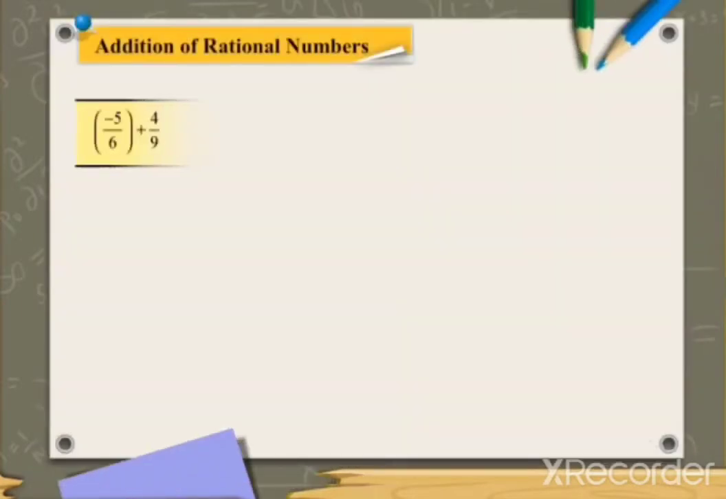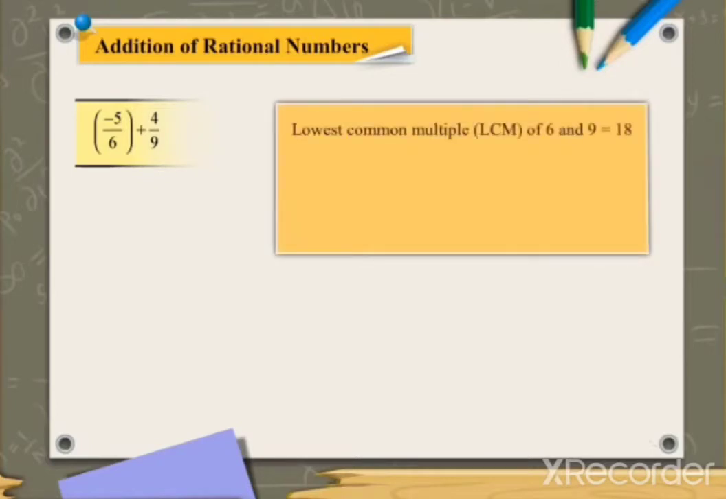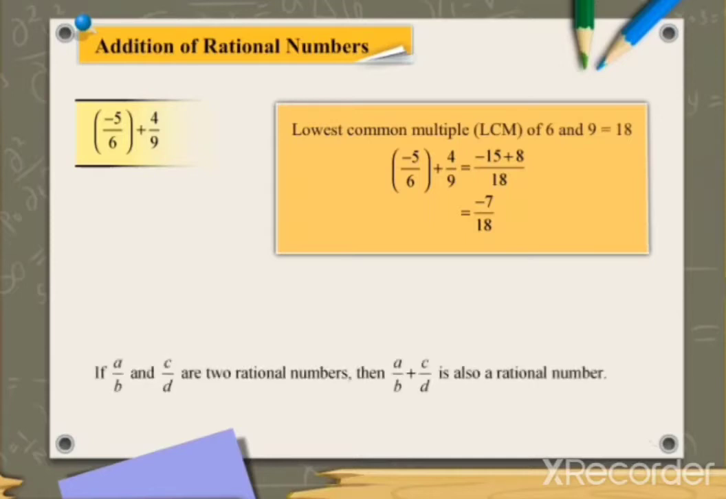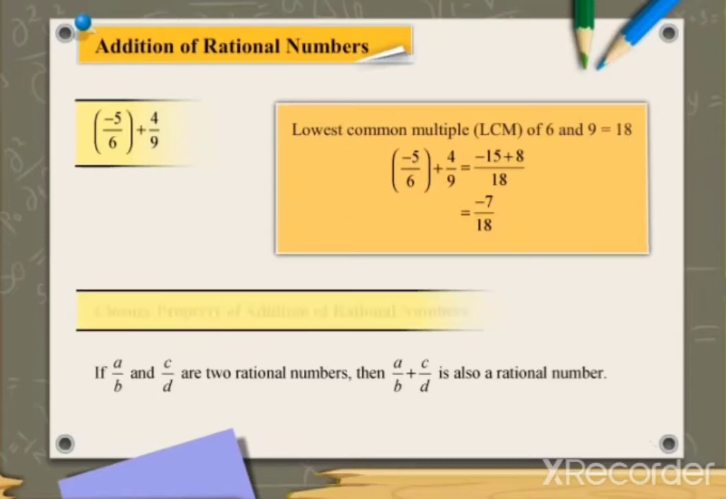Let's now add minus 5 upon 6 and 4 upon 9. Since the denominators of both the fractions are different, we will find out the lowest common multiple, or the LCM, of the denominators. Now, on adding, we get minus 7 upon 18, which is a rational number. Thus, in general, we can say that if A upon B and C upon D are any two rational numbers, then A upon B plus C upon D is also a rational number. This is called the closure property of addition of rational numbers.